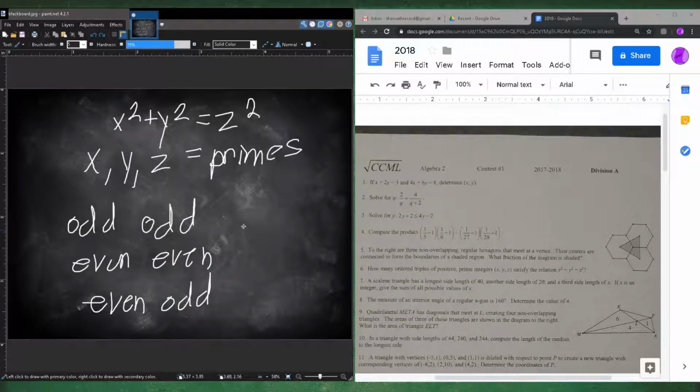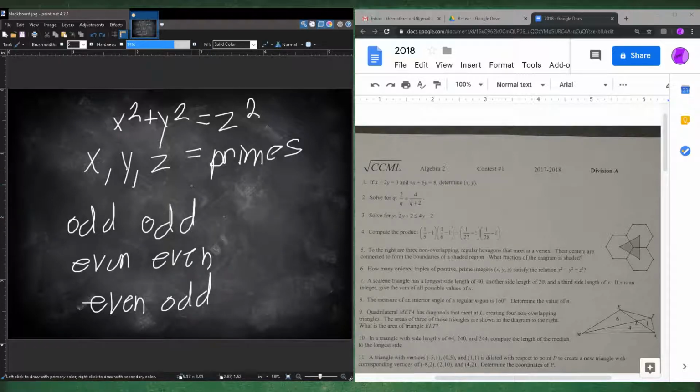Okay? So immediately we could cross out a lot of possibilities. They say x, y, and z are primes, right? The only even prime is 2. So if we check 2 and we see that it's wrong, it's not going to work. So how do we know that 2 is not going to work?